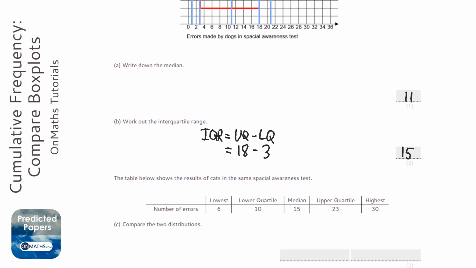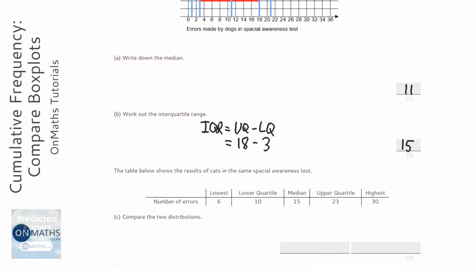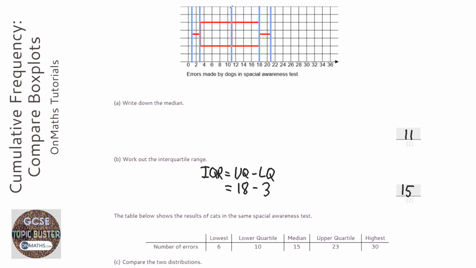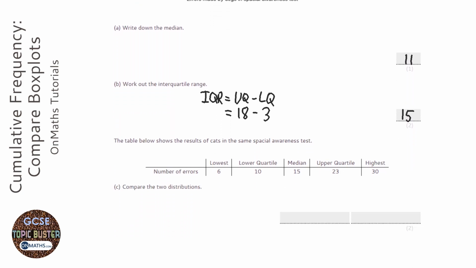Okay, now next it says that the table shows results of cats. I think the first one was dogs. And compare the two distributions. Okay, you must always compare the medians. So looking at my answer to the dogs, it was 11. And the median here is 15.